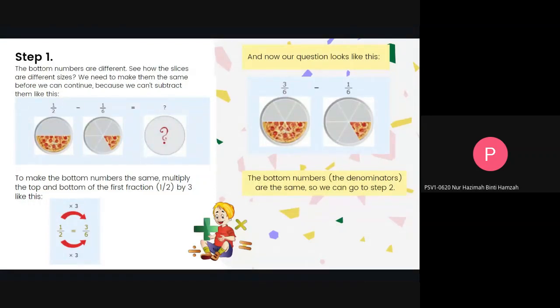Okay, then you can see at the right side, now the question has changed from 1 over 2 to 3 over 6, then minus 1 over 6. So the bottom numbers, the denominators, are the same. So we can go to step 2. Next slide.